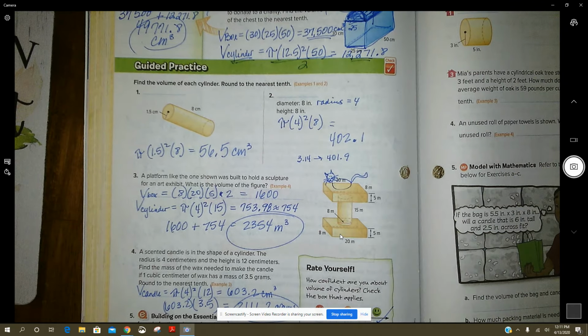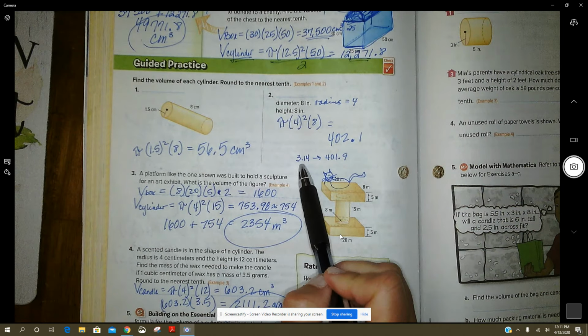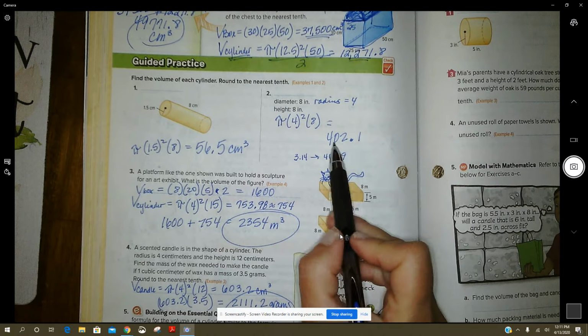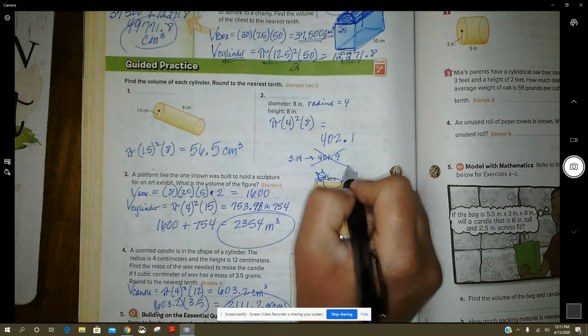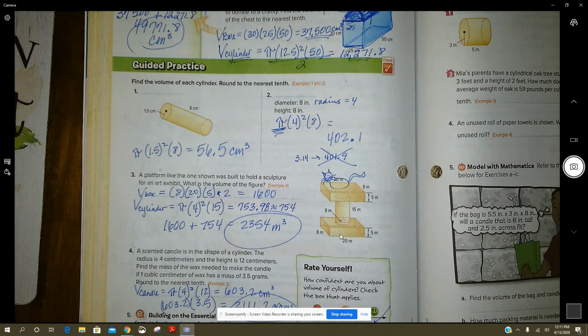And then the other thing I wanted to show you, look, we finally got a different answer. If you use 3.14, you're going to get a 401.9 instead of a 402. And by the way, that is not correct. So make sure, okay, you want a more accurate answer, that you use that pi button, okay?